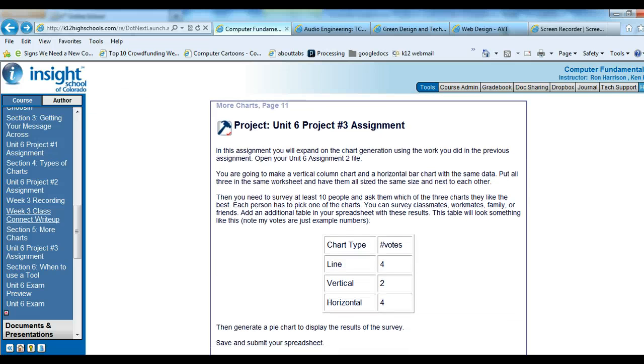Okay, now this is Project 3, and Project 3 is built on Project 2. So you go back and open up your Project 2 assignment. If you remember, Project 2 was comparing gasoline prices between Colorado and national prices, and you ended up with a bar chart. Now you're going to add to that. You're going to make a vertical column chart and a horizontal bar chart of the same data, and you're going to put them all on the same worksheet so they all fit nice next to each other.